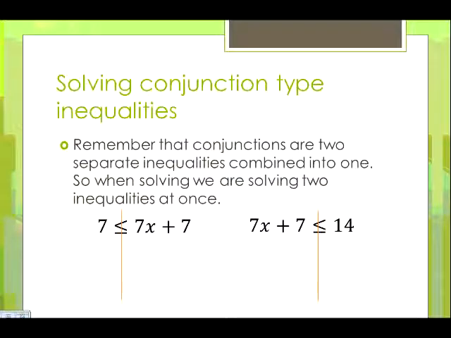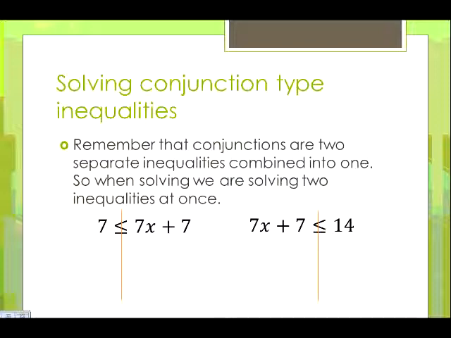Alright, in the last video we took a look at the introduction of conjunctions, and I showed you how to combine them to write them. Now let's take a look at how to solve a pair of conjunctions. Remember, conjunctions are two inequalities connected by the word and. So it's, in this case, your 7x plus 7 is greater than or equal to 7, and 7x plus 7, the same expression, is less than or equal to 14. So two separate inequalities combined into one.